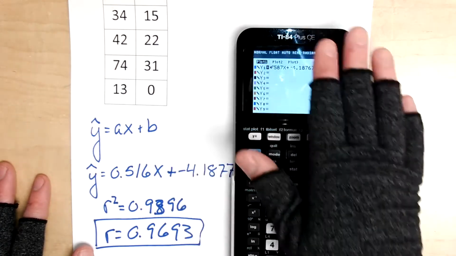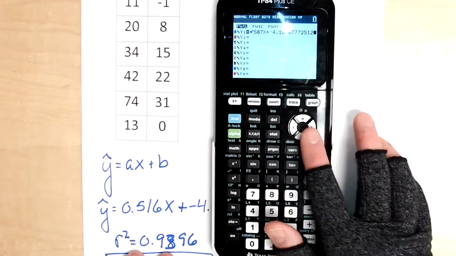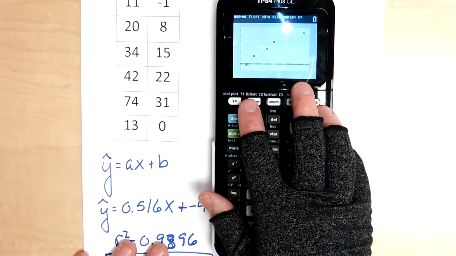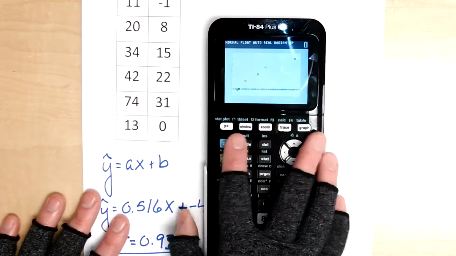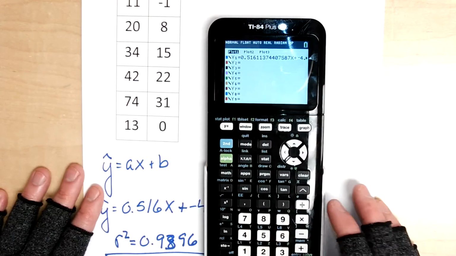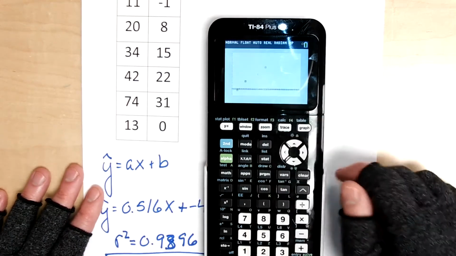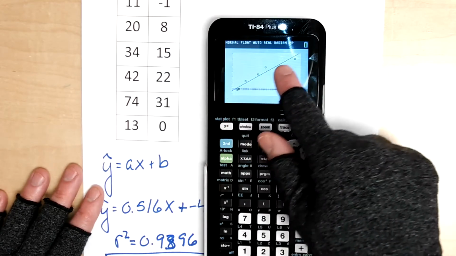Our graph should still be set up from last time when we did our scatter plot. And so we're just going to hit graph. Is it going to show up? Did I not have it turned on? Enter, graph. There we go. It was just deciding to be funny. And there is that regression line.